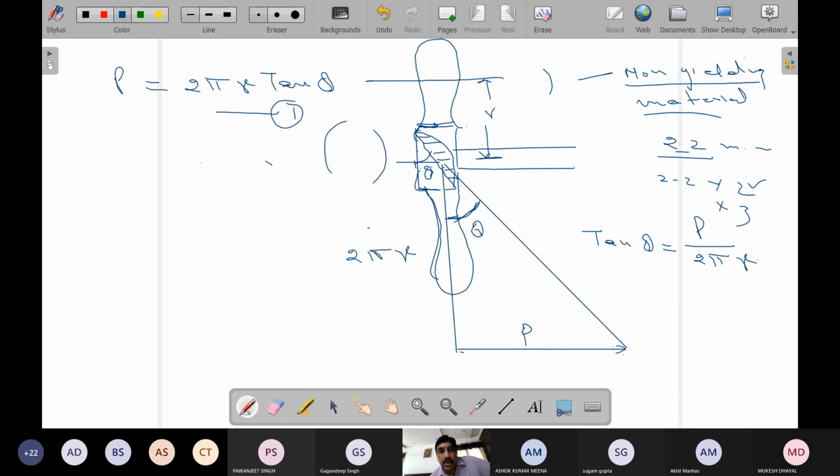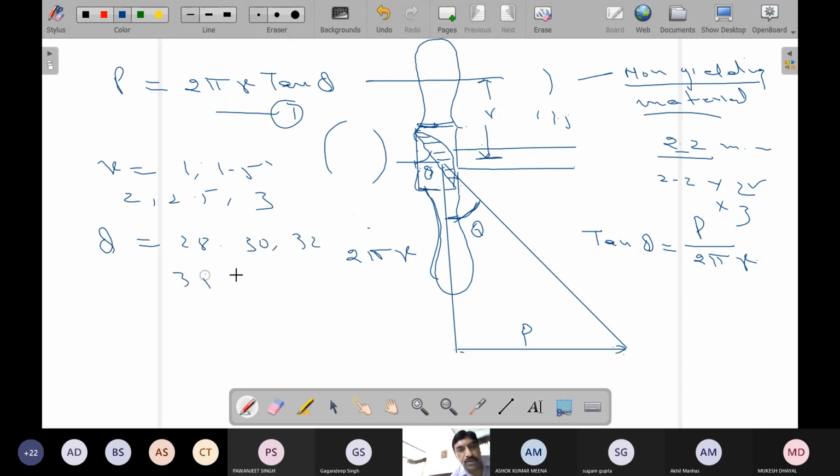So this section at a distance R is making an angle theta, right? R can be anything. It can be 1 meter, it can be 1.5 meter, and the angle, as we have seen, from root to tip is varying. So this theta will keep varying. If I take, let us say, 5 readings of different R, for example R equal to 1 meter, 1.5 meter, 2 meters, 2.5 meters, and 3 meters. 1, 2, 3, 4, 5 readings. And theta is given as 28, 30, 32, 35, and 40, for example. 1, 2, 3, 4, 5.